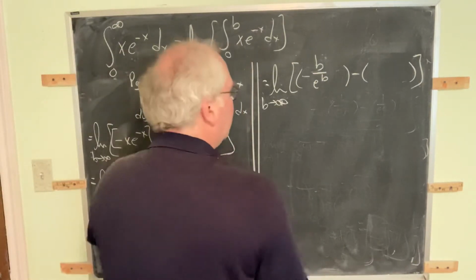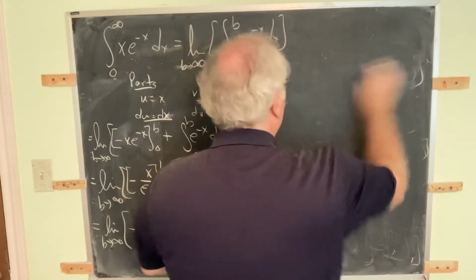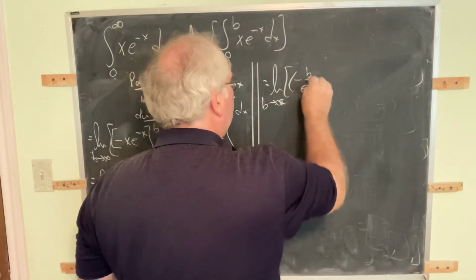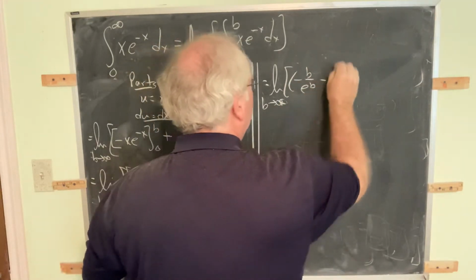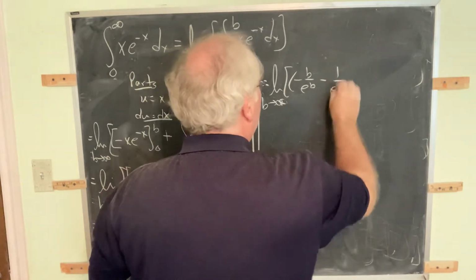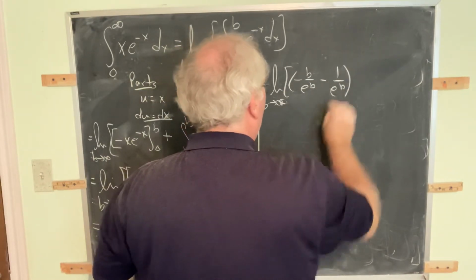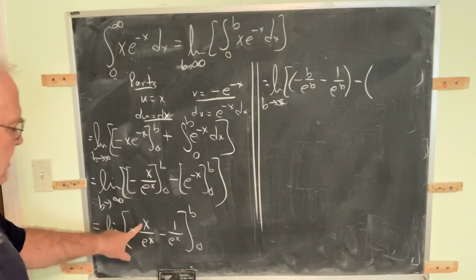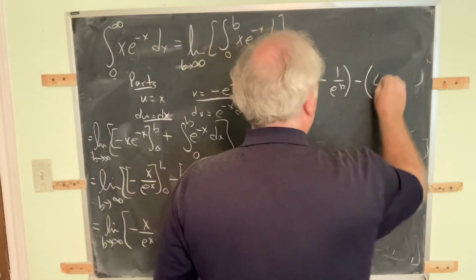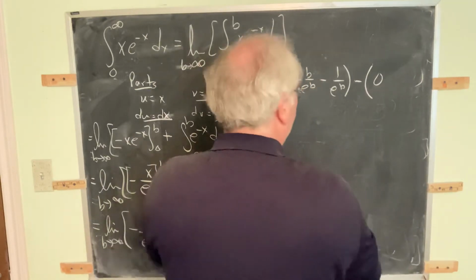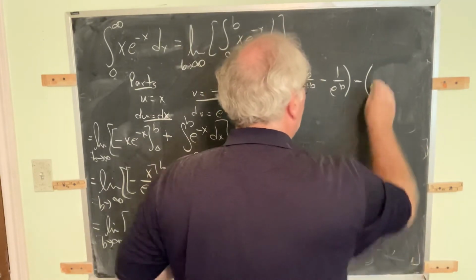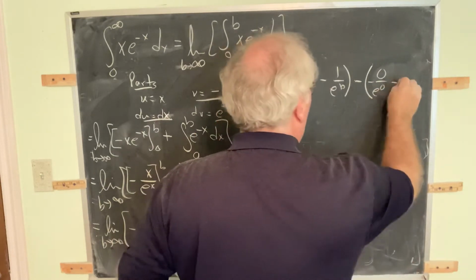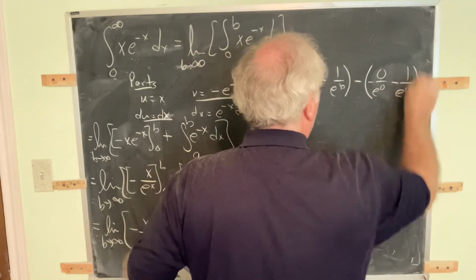Minus, I should be careful here. Negative b over e to the b minus 1 over e to the b. Evaluate at the top, minus evaluate at the bottom. That's going to be 0. Well, I'll put all the details in this time. Negative 0 over e to the 0 minus 1 over e to the 0.